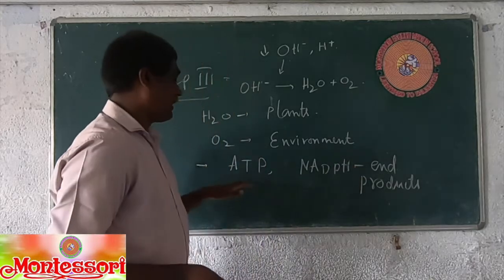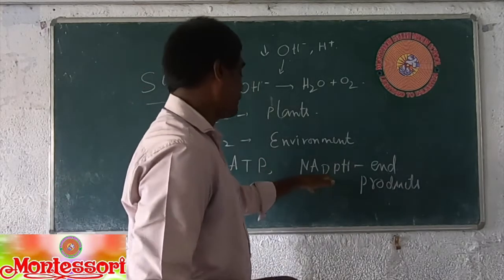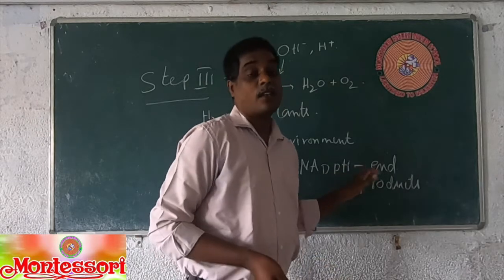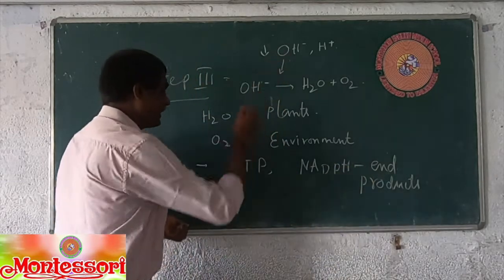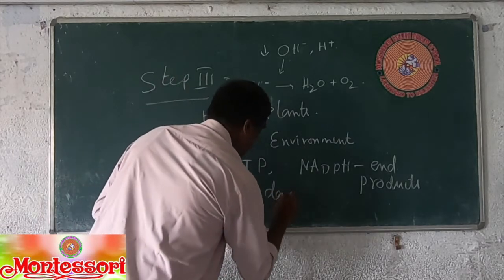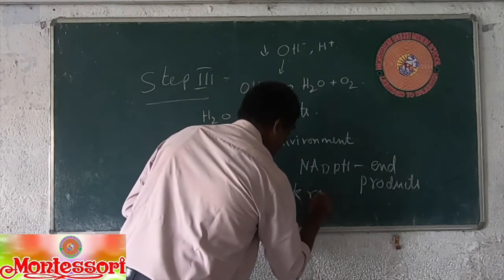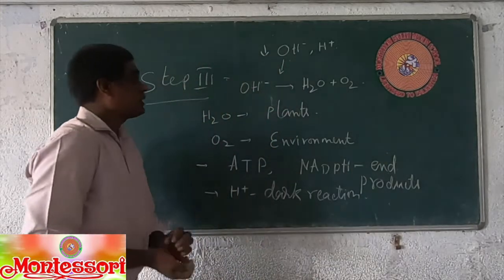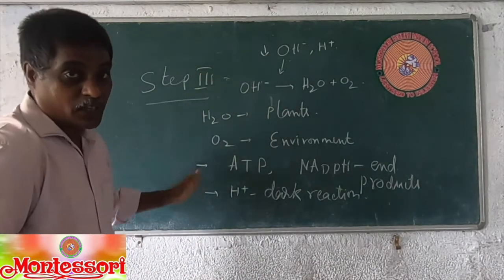ATP is adenosine triphosphate, NADPH is nicotinamide adenine dinucleotide phosphate hydrogen. These H plus ions participate in the dark reaction. So this is about step 3.